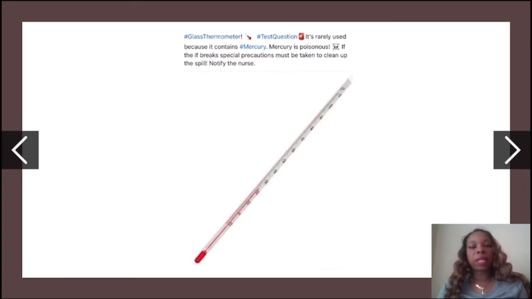We're going to talk about glass thermometers. They're not used a lot in the healthcare industry, but the topic is still being seen on the state exam. They're rarely used because they contain mercury, and mercury is poison. If the glass thermometer breaks, special precautions must be taken to clean up the spill. You want to notify the nurse in order to clean up the mercury from a broken glass thermometer.